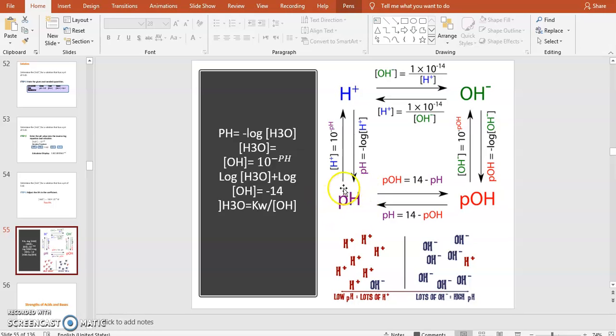So if they give you the pH of 7, let's say, and they need the pOH of the solution, you apply this equation. So the pOH is equal to 14 minus 7, which equals 7. If they give you the pOH and ask you for the pH, you use the other one. Any acidic solution has lots of hydrogen ion. Any basic solution has lots of hydroxide ion. This is as simple as that.